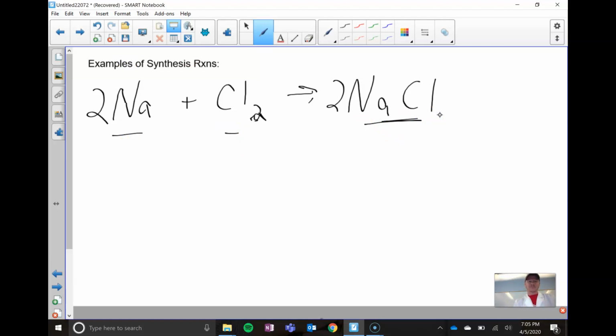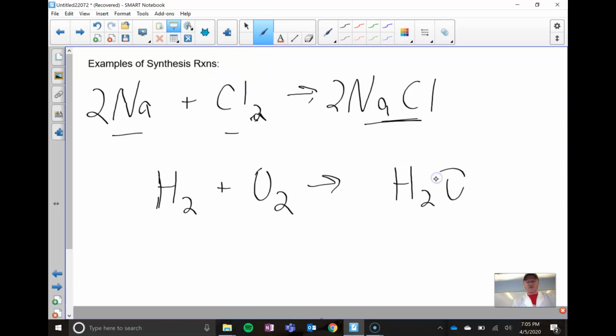All right. Another synthesis reaction would be, let's say, the reaction between hydrogen gas, remember it's diatomic, and oxygen, remember that's diatomic. So this is what happens if we burn hydrogen gas. Those gases come together and produce water. There you go. So again, two elements and just a single compound as a product.